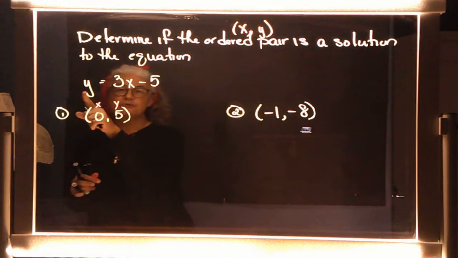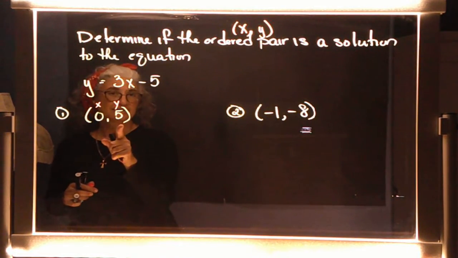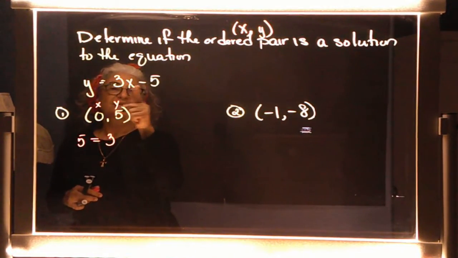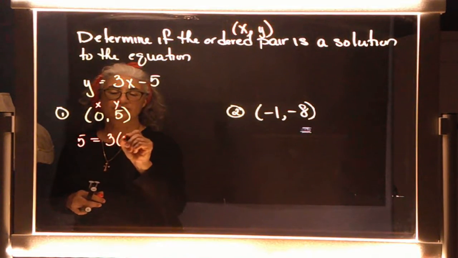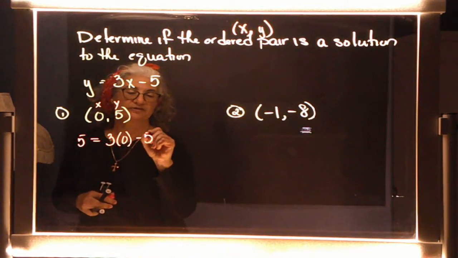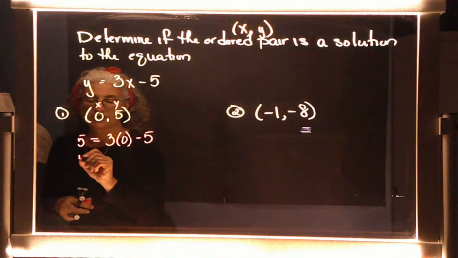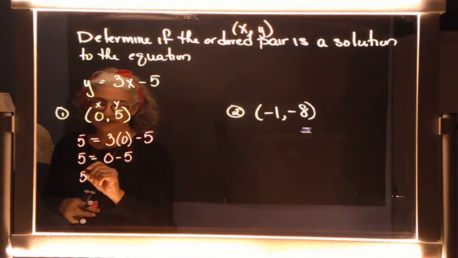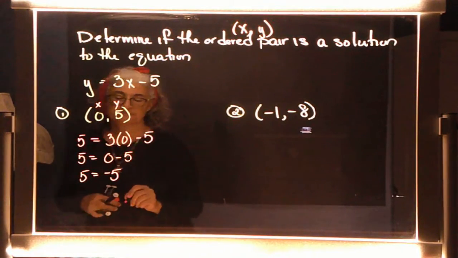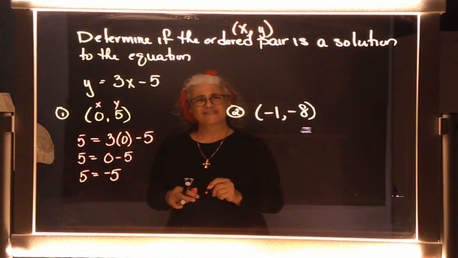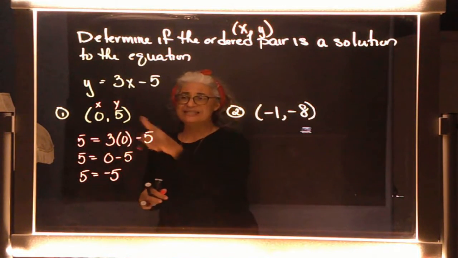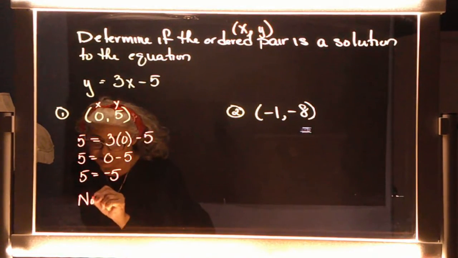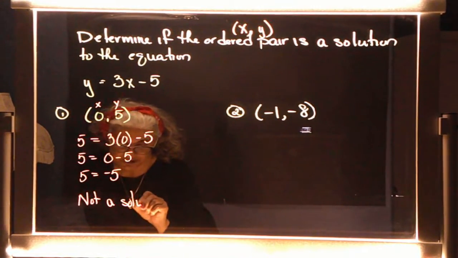Okay, got it. So I'm supposed to write the y first, which in this case is 5. And that's supposed to equal 3 times x. What's my x? 0. And then I'm supposed to subtract 5, correct? Okay, so we have 5 = 3(0) - 5. What's 0 minus 5? -5. Huh, does 5 equal -5? Yeah, no. So is this point a solution to that equation? Nope, not a solution. Got it.